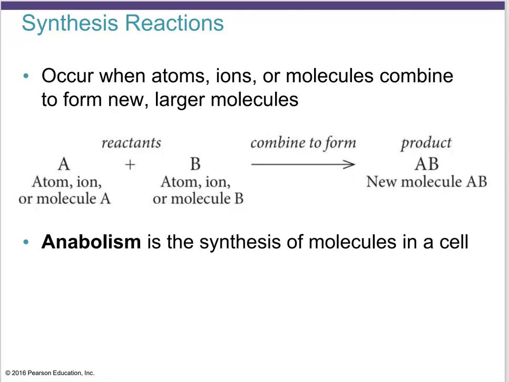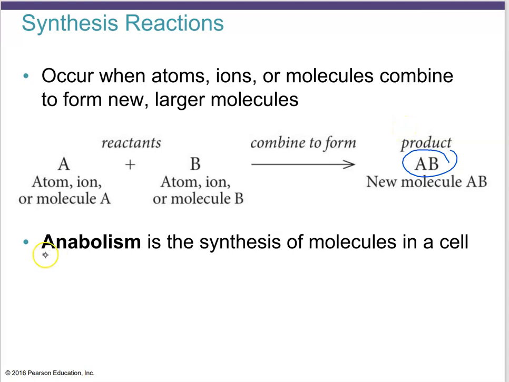Those occur when atoms, ions, or molecules combine to form new or larger molecules. The idea here is that you have compound A, which could be a molecule or an atom, plus compound B, which could be an atom, ion, or molecule. We're combining A and B to form the product AB. So that's a synthesis reaction.